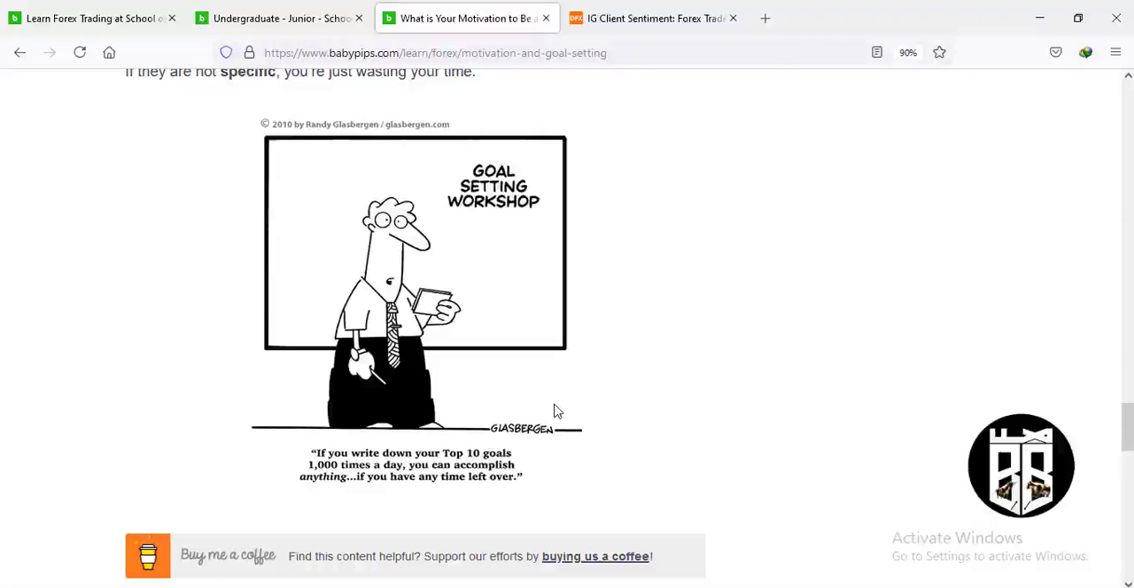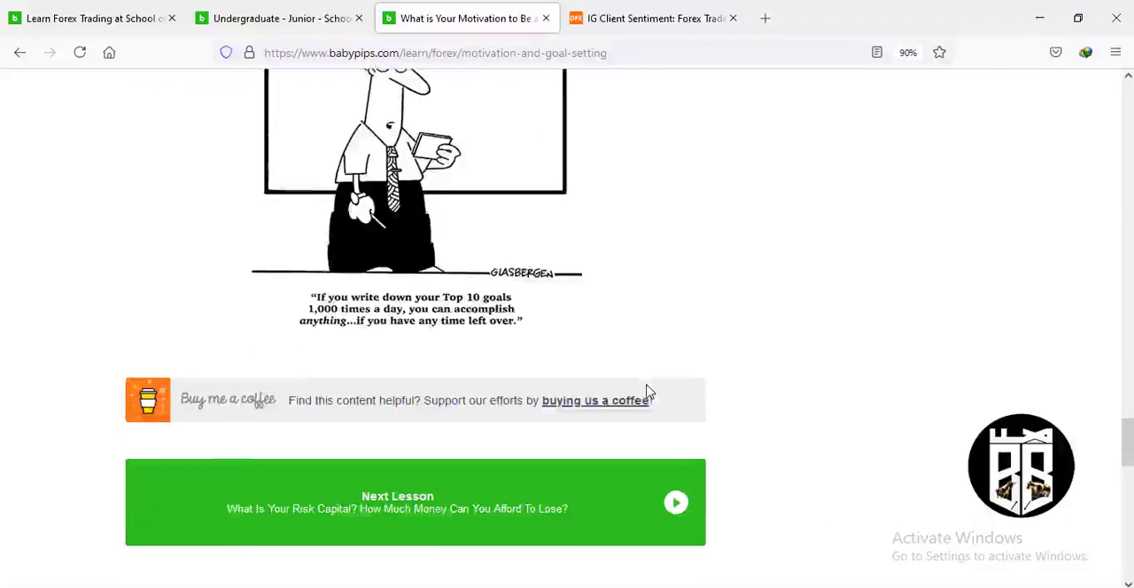So here you are at the goal setting workshop. If you write down your top 10 goals 1,000 times every day, you can accomplish anything that you want, if you have any time left over.